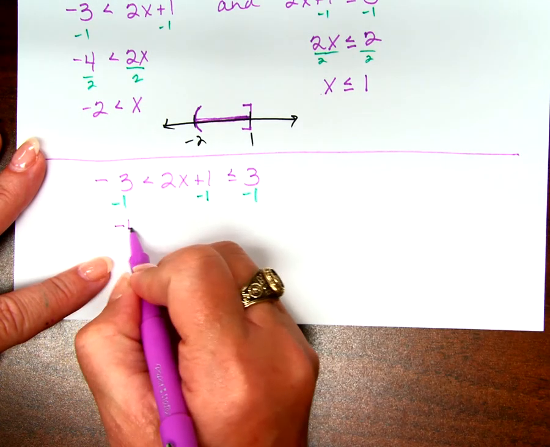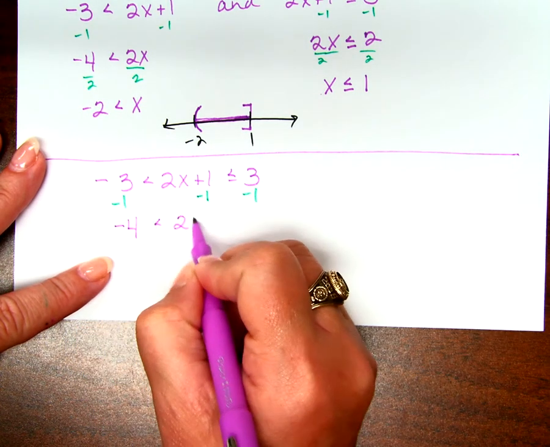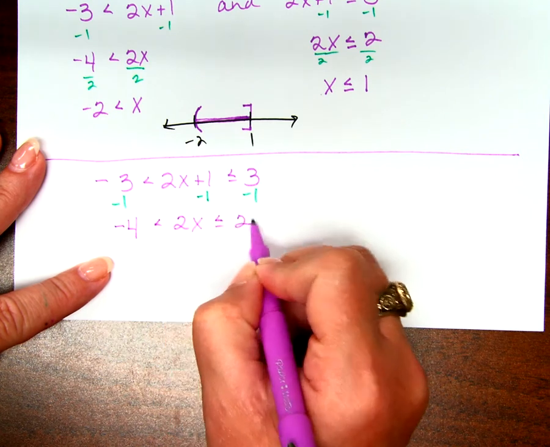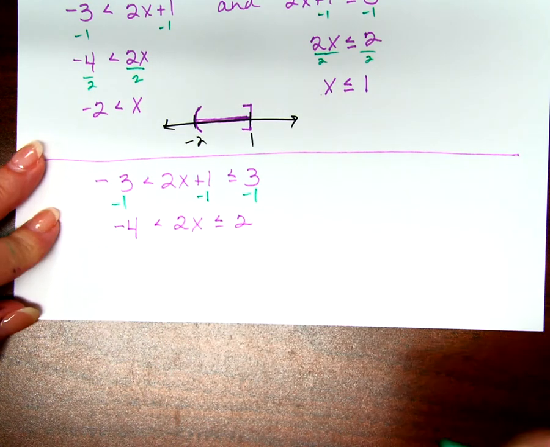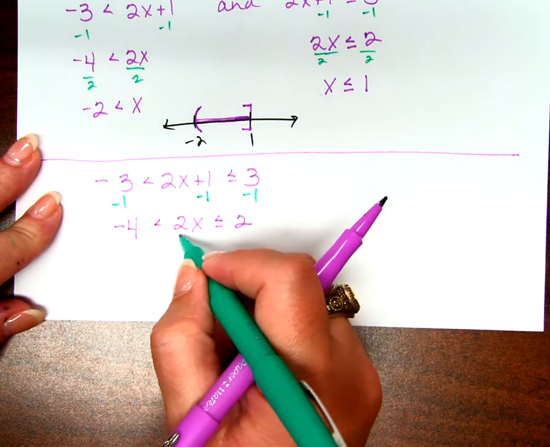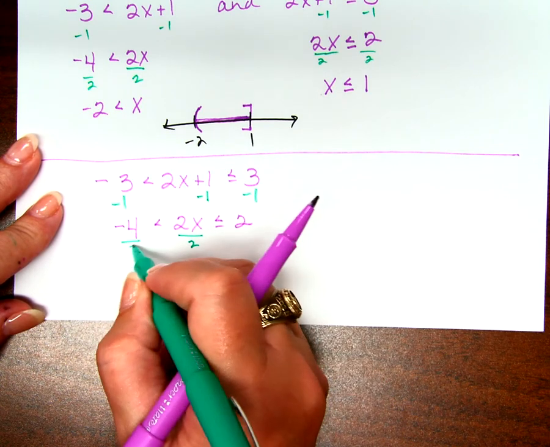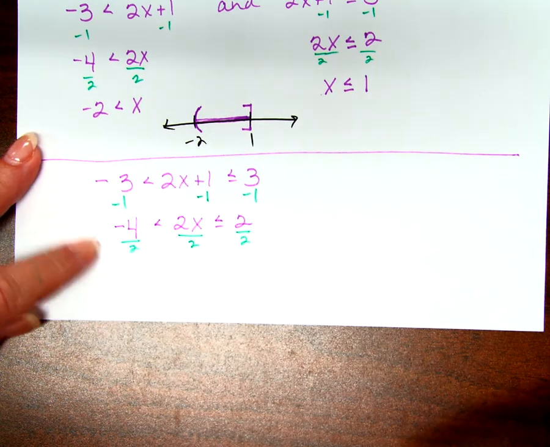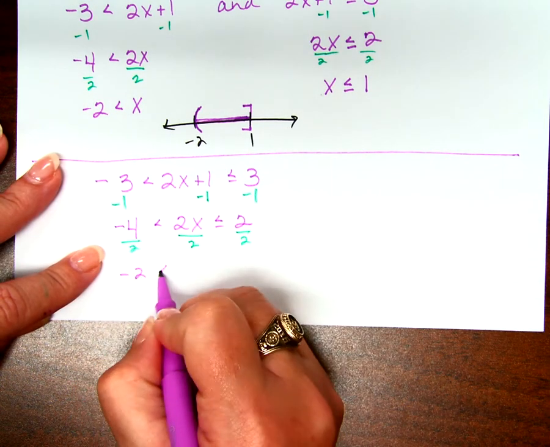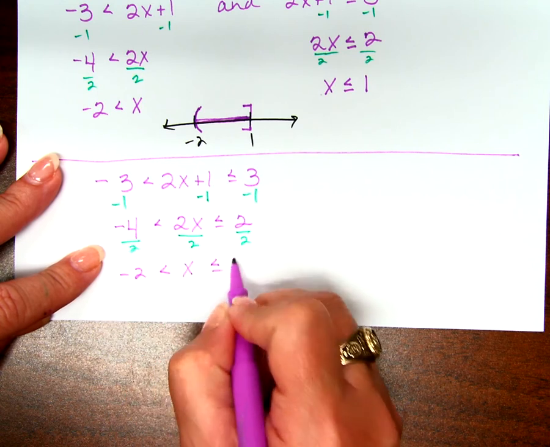This is negative 4. This is 2x. This is 2. Now what happens when I divide by 2? Divide everything by 2, right? So negative 2 is less than x is less than or equal to 1.